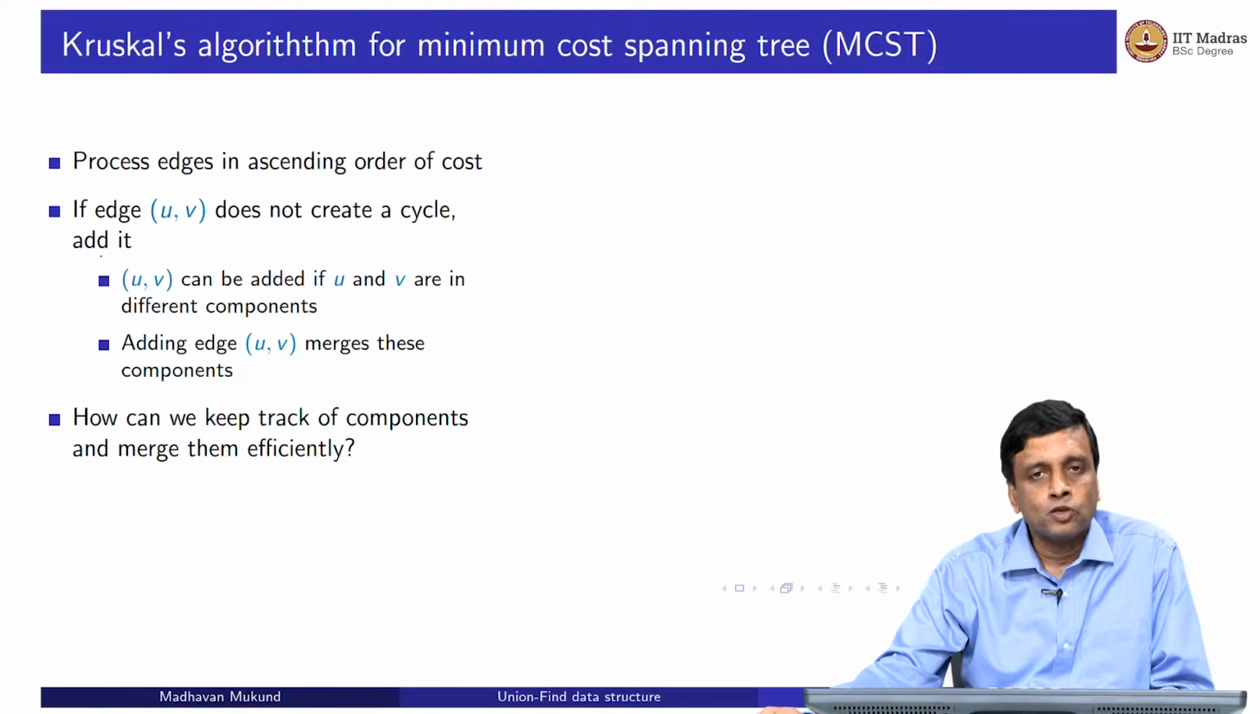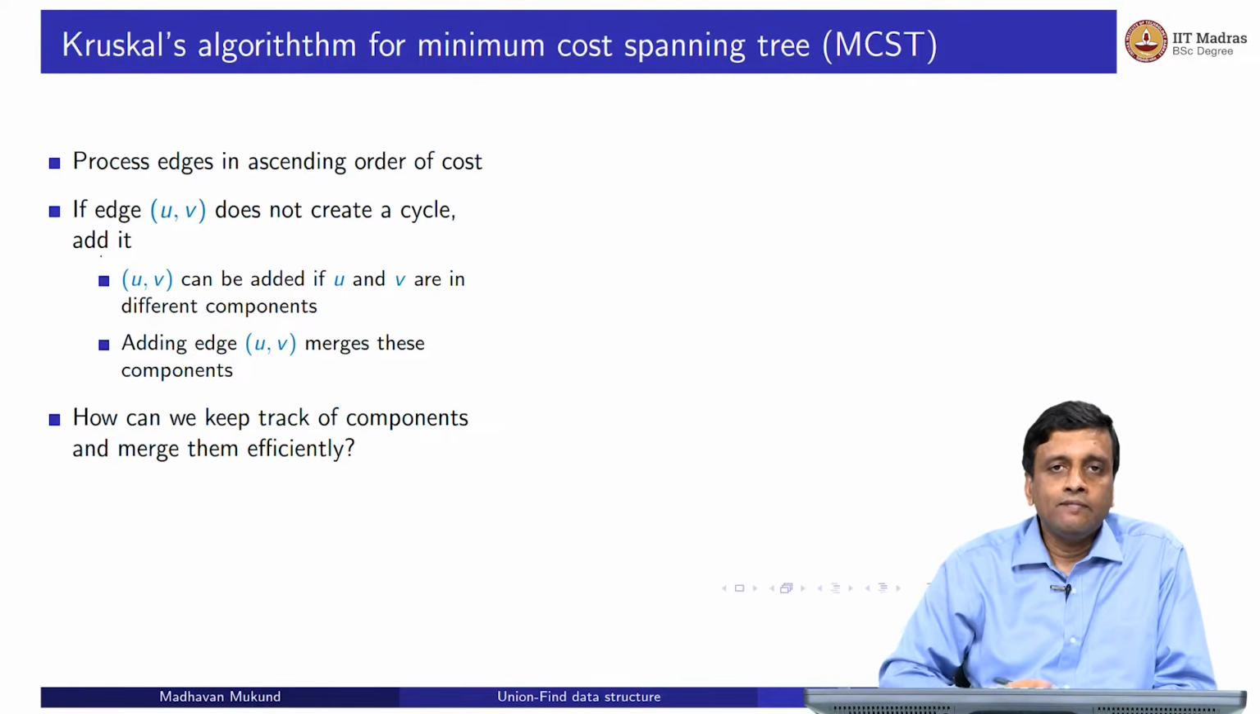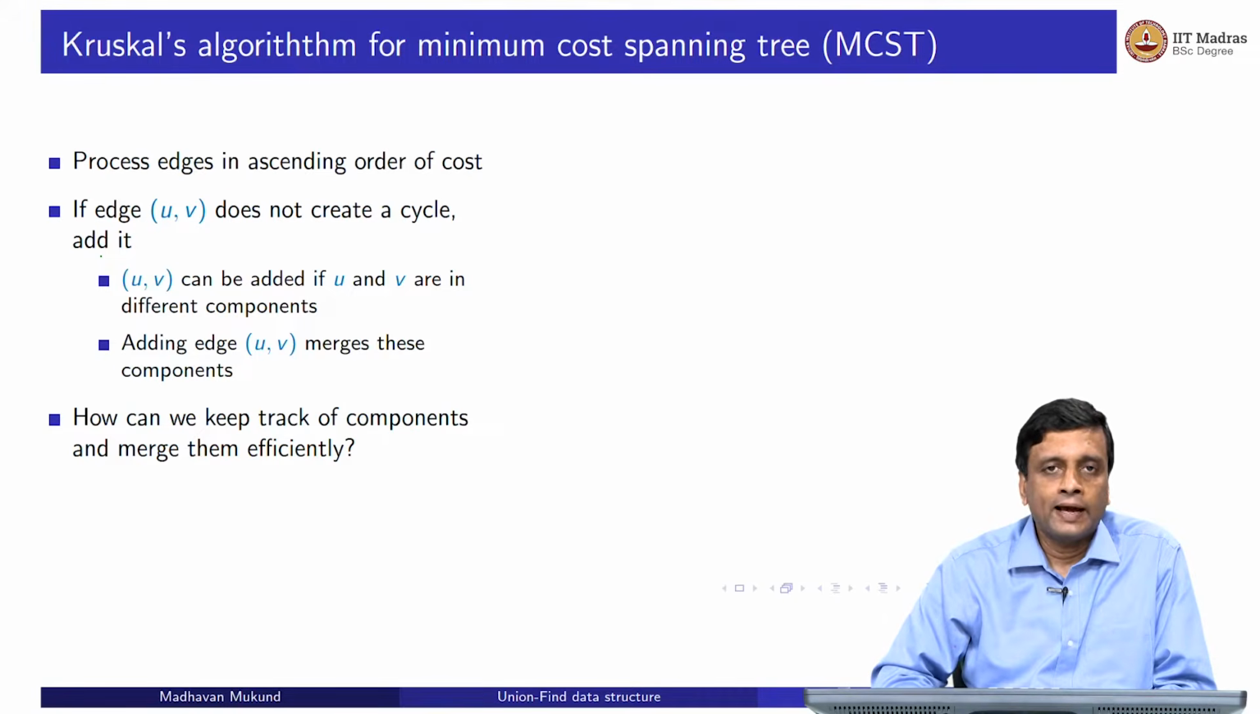So we begin by processing all the edges in ascending order of cost. So we sort the edges, you pick up the smallest edge, and each time we pick up an edge, we see if the edge forms a cycle. So we have a collection of components which have already been joined together by the edges, and if the new edge doesn't create a cycle within a component, we add it, and in the process what happens is that the endpoints of the edge u and v belonged earlier to different components, because if they were in the same component, the component is connected, it would form a cycle.